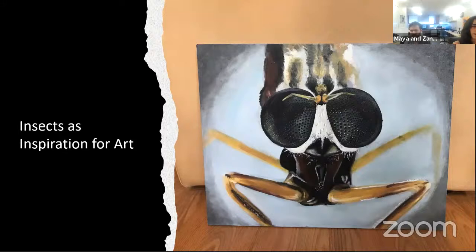So this is a painting that I did. It is oil on canvas, and this is of a robber fly. The interesting thing about the robber fly to me, and what captured my attention about it, is the eyes of the robber fly. The eyes are made up of ommatidia, which are just eye parts that come together to form an in-depth picture with multiple perspectives. And that helps the robber fly hunt. The robber fly is one of the best hunters, or just a really good hunter, amongst the insect kingdom.